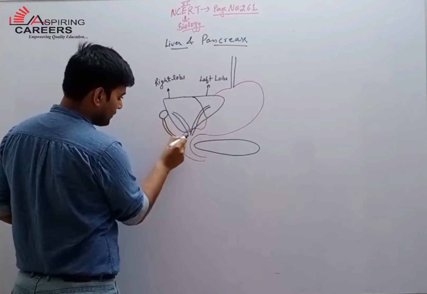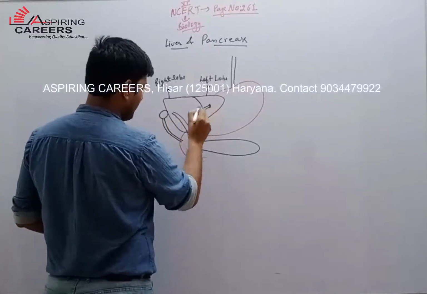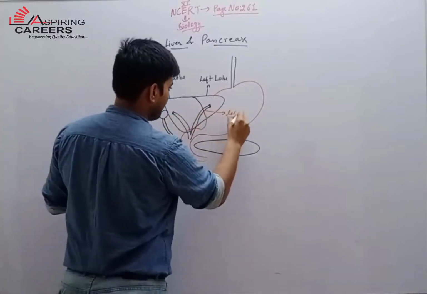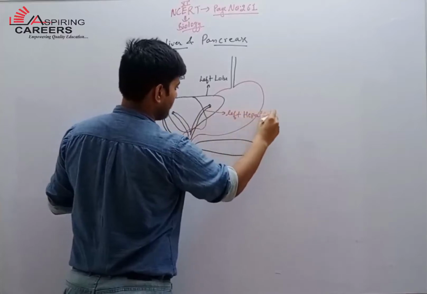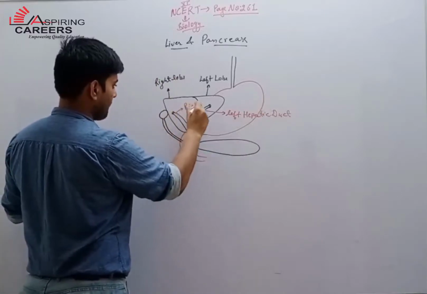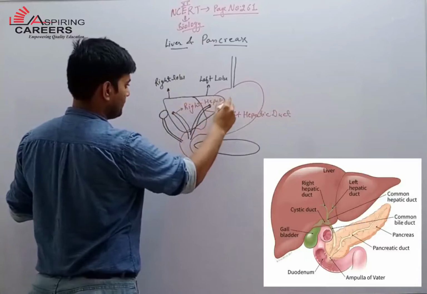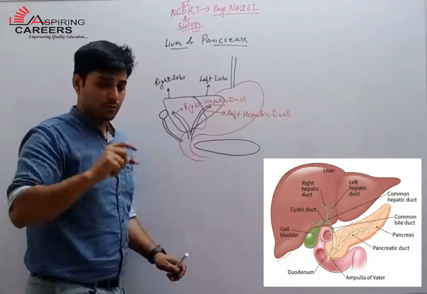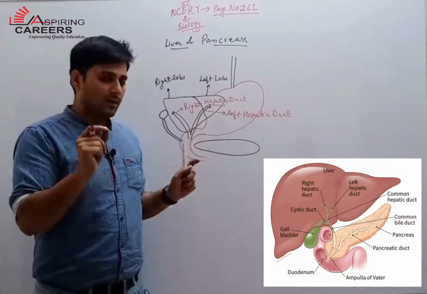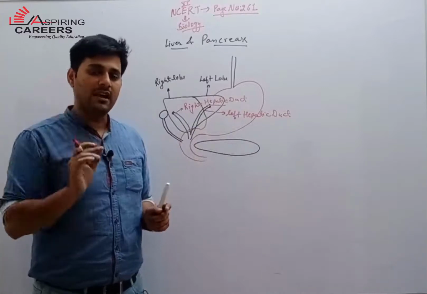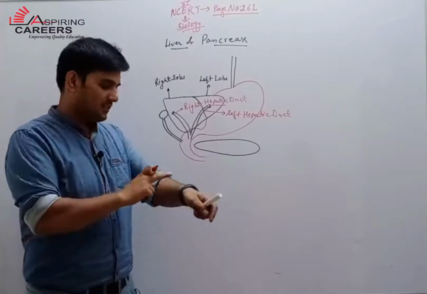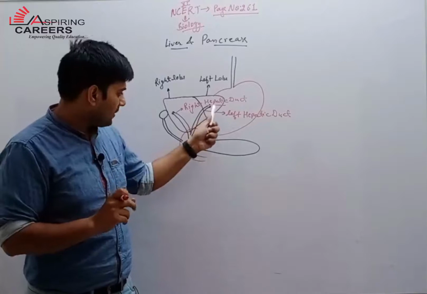This is called right hepatic duct. We name it like this. This is left hepatic duct. This part is right hepatic duct. Do you know this hepatic always means liver? For example, the word pulmonary used anywhere in biology always means lungs. If we use the word cutaneous, it is always the skin part. So in biology, hepatic means liver.